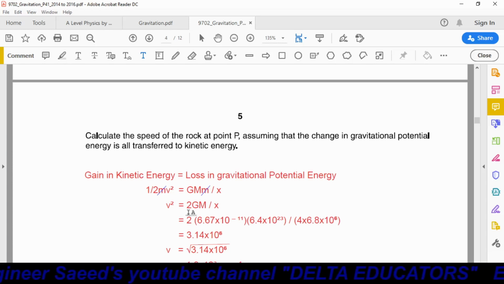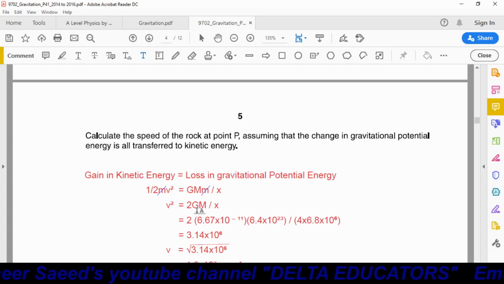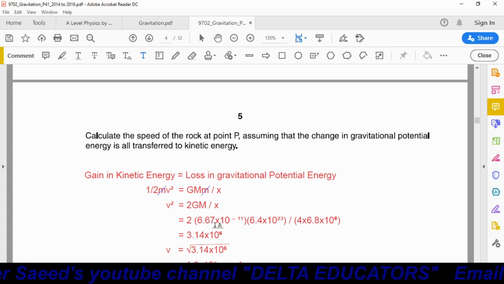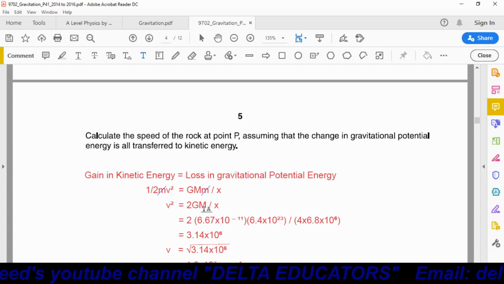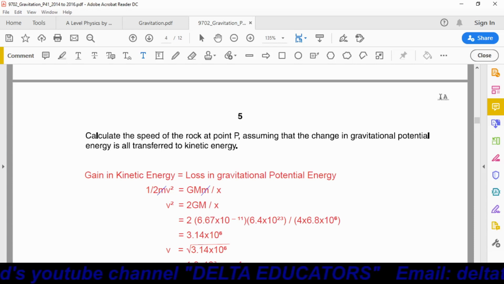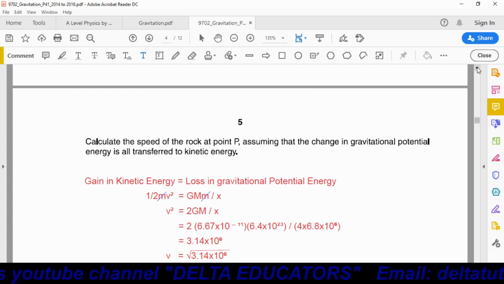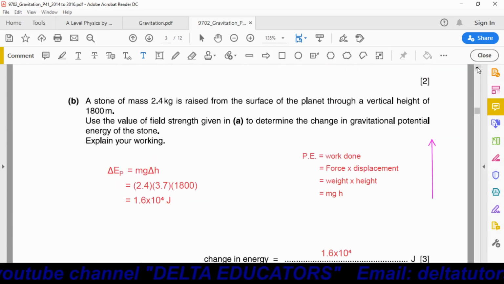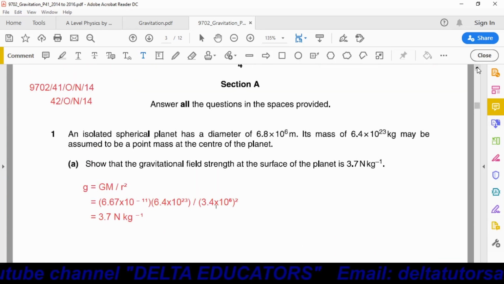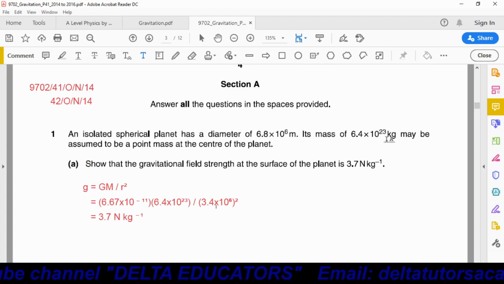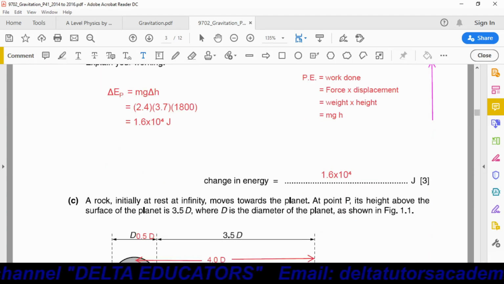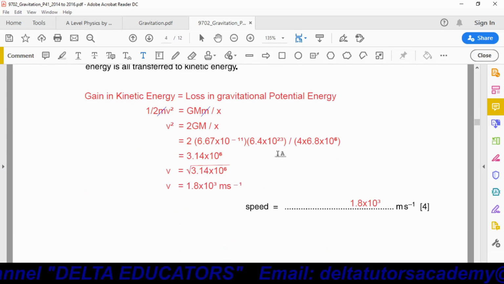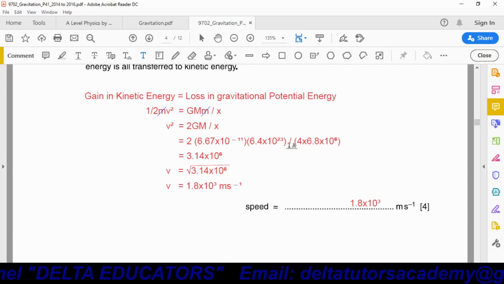Now here, capital G is the universal gravitational constant. Its value is 6.67 times 10 power minus 11. This M is the mass of the planet. Mass of the planet is given as 6.4 times 10 power 23 kg.